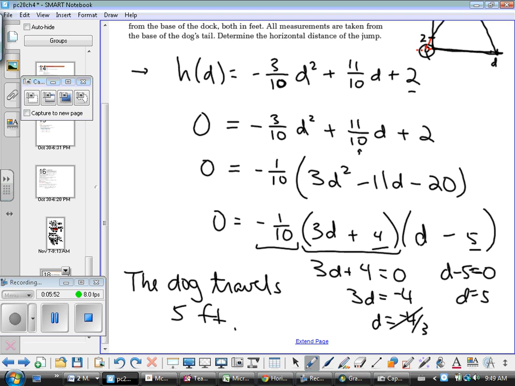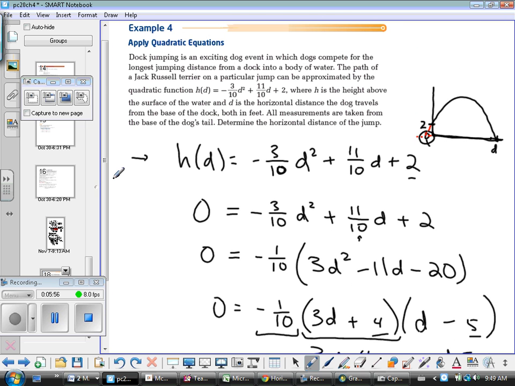And I think in the book maybe they even go through and they check it. Yeah, they do. They put 5 in here. So when you do that, you get negative 3/10 times 5 squared plus 11/10 times 5 plus 2. So that becomes negative 75 over 10 plus 55 over 10, which is negative 20 over 10, or negative 2 plus 2 equals 0. And so that works as a check.